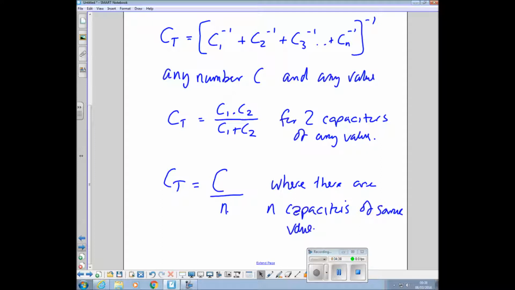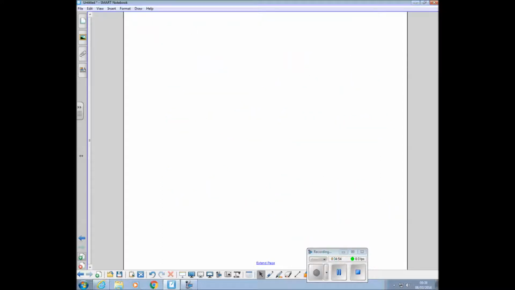All happy with that so far? Yeah? No questions. What we're going to do now then is have a look at an example for series capacitors.